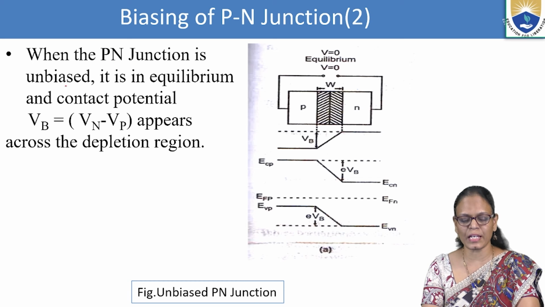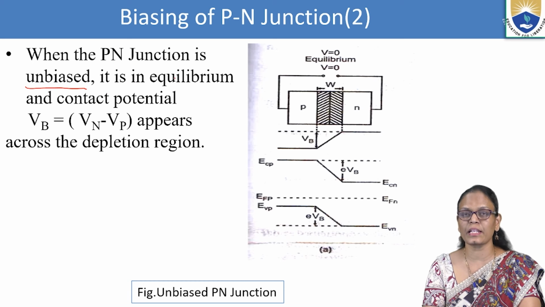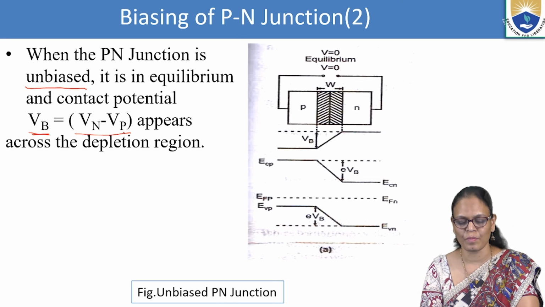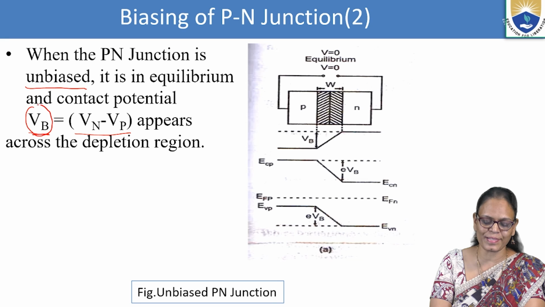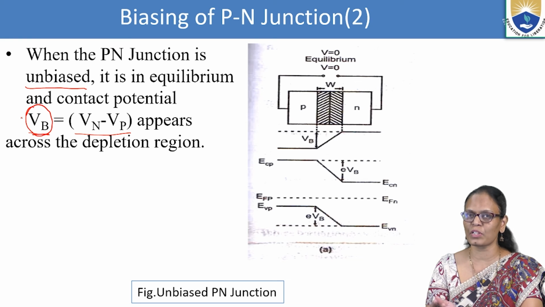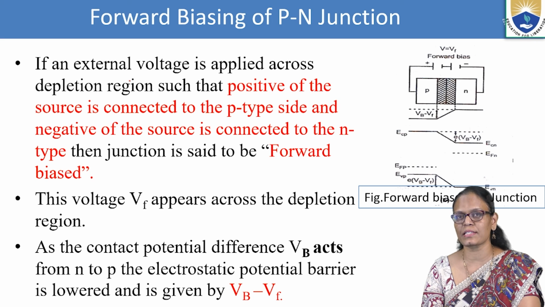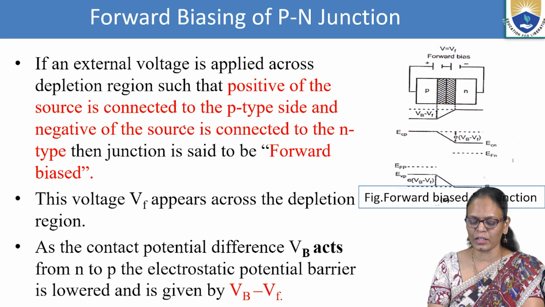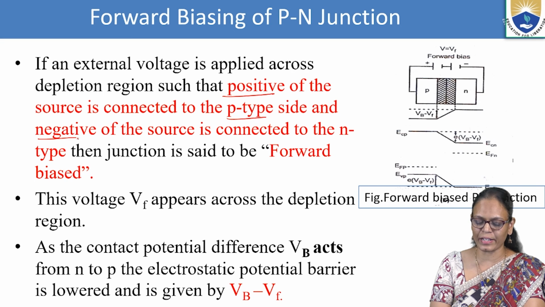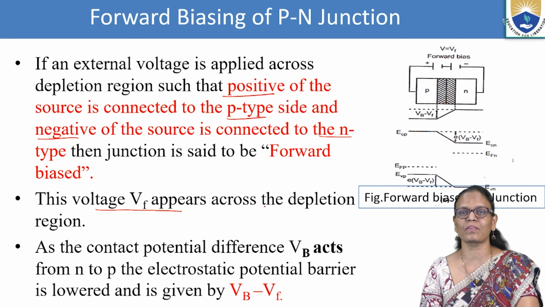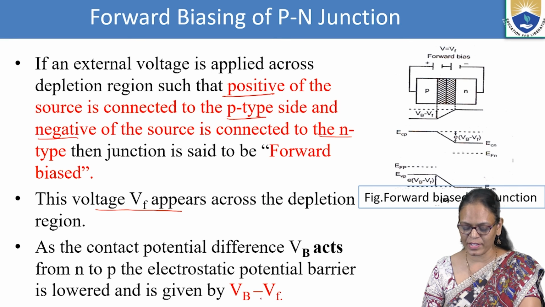When the PN junction is unbiased, it is in equilibrium and the contact potential VB is Vn minus Vp. The contact potential appears across the region on both the P side and N side. Now, when an external voltage is applied in forward bias, positive connected to the P side and negative connected to the N side, the voltage VF appears across the depletion layer and the resultant is given by VB minus VF.